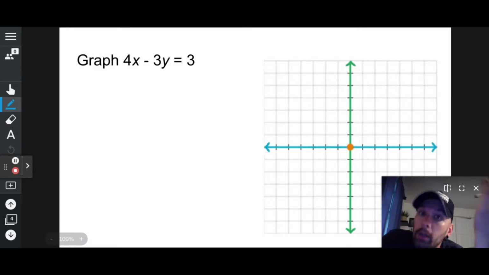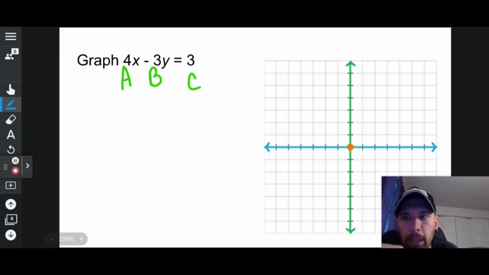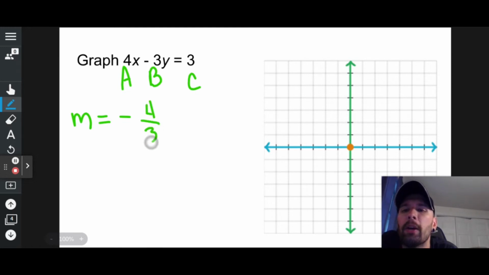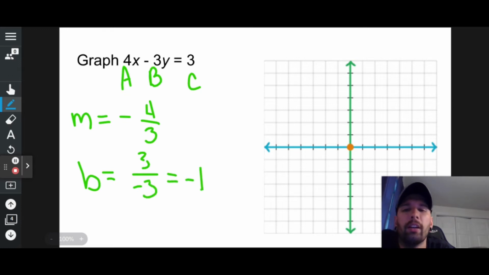Oh, look, standard form. Something x plus something y equals something. So I have A, which is my 4, B, which is negative 3, and C, which is regular 3. So my slope is negative A over B, so negative 4 over 3. That's my slope. There it is. And my y-intercept is C over B. So 3 over negative 3, which means my y-intercept is negative 1.